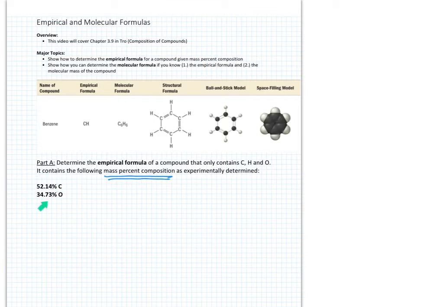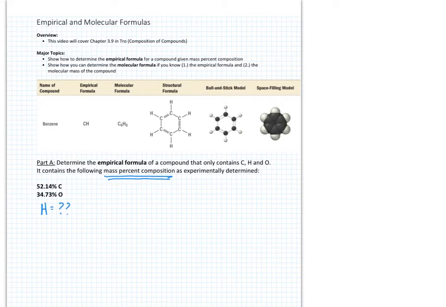So we're given in this problem 52.14% carbon, 34.73% oxygen. So maybe experimentally we did this and we determined the percent compositions by mass. And we want to find out what the empirical formula is of carbon, hydrogen, and oxygen. We know there's hydrogen in there also. So the first thing we should note is, we're not given the information about hydrogen. So a good question you can ask is, what is the mass percent of hydrogen?